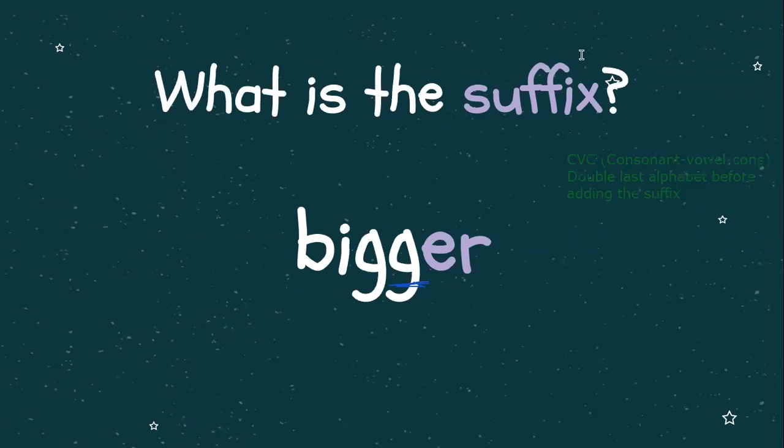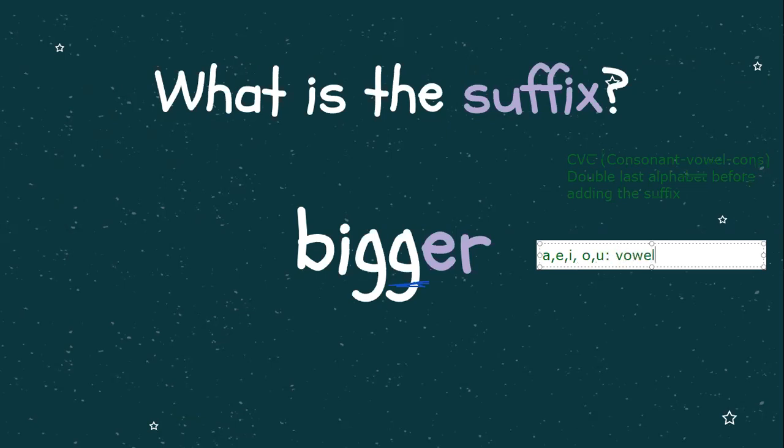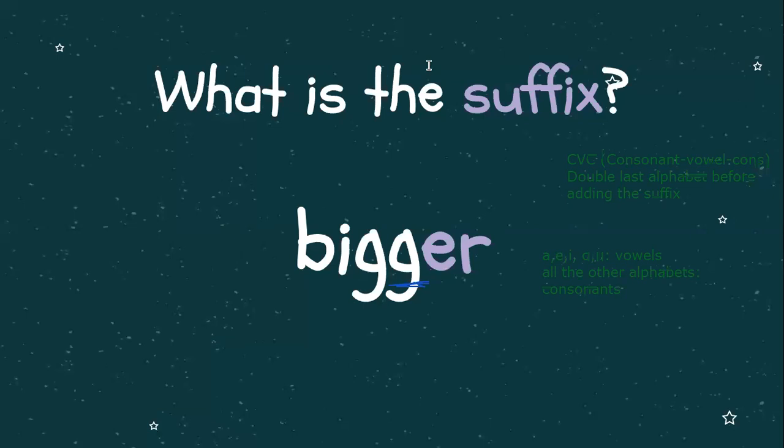So what is a consonant? Just watch very carefully, I'm going to explain it to you. All the alphabets in the English alphabet other than A, E, I, O, U are consonants. These A, E, I, O, U are the vowels. So if you look at the word big, can you see that it has a CVC formation?